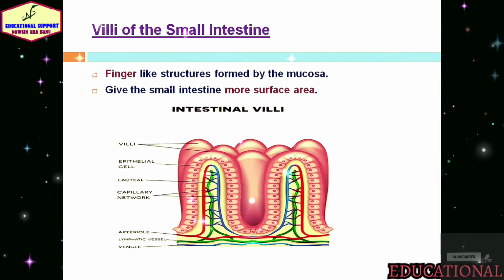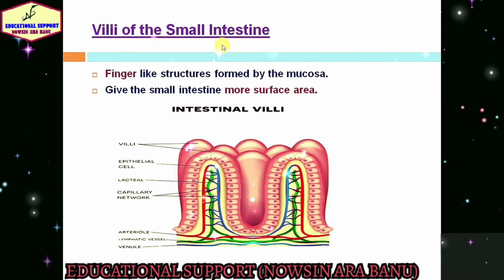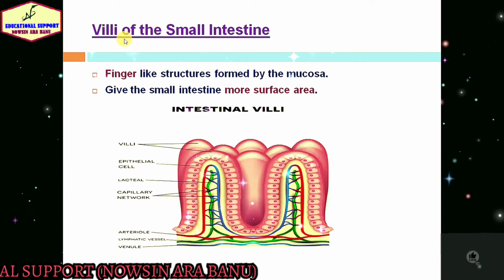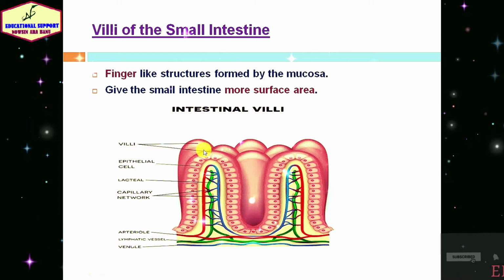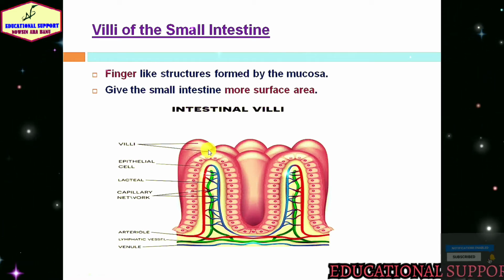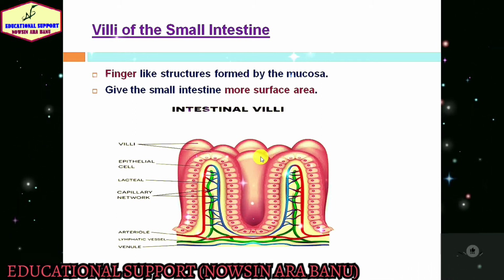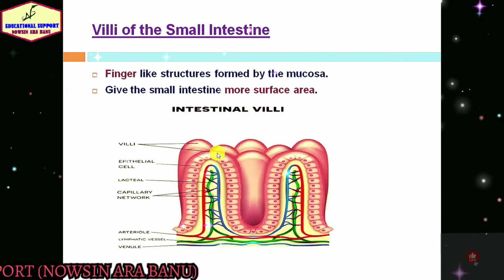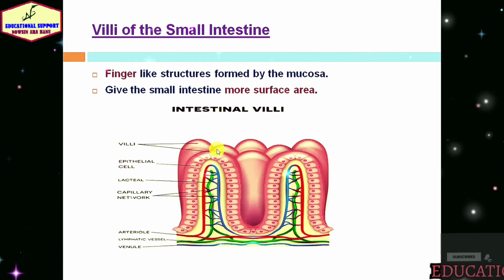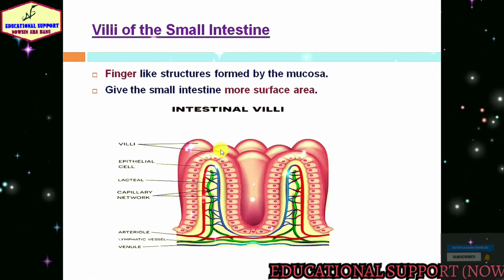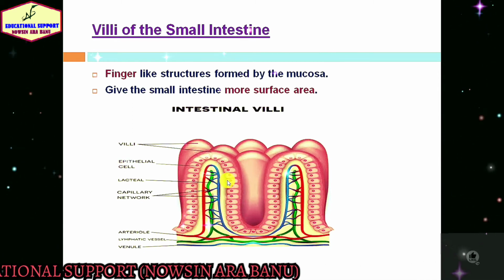Next, I am going to discuss the villi of the small intestine. So what are villi? Villi are finger-like projections of the mucosa that give it a velvety appearance and feel much like the soft nap of a towel, and it gives the small intestine more surface area. This is the picture of intestinal villi.